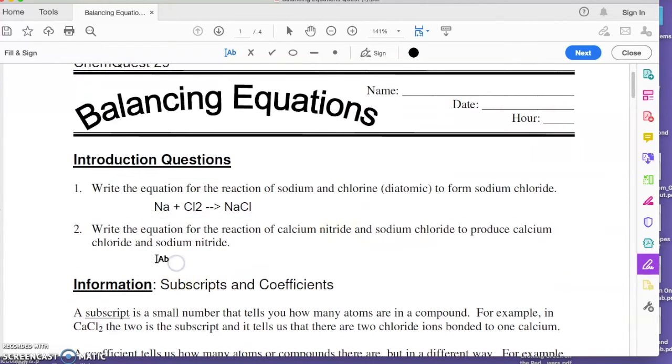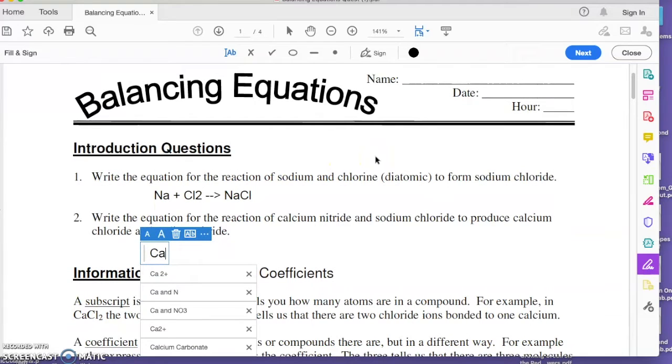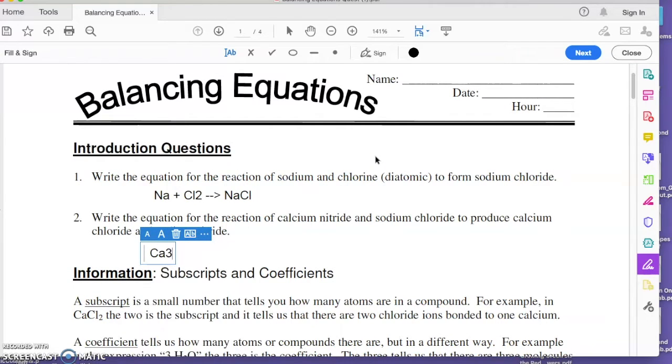And then the equation for calcium nitride and sodium chloride, so double replacement. So calcium nitride is Ca3N2 plus sodium chloride, NaCl, to make calcium chloride, CaCl2, plus sodium nitride, which is Na3N, and that's the stuff that we did previously. And you should do that.